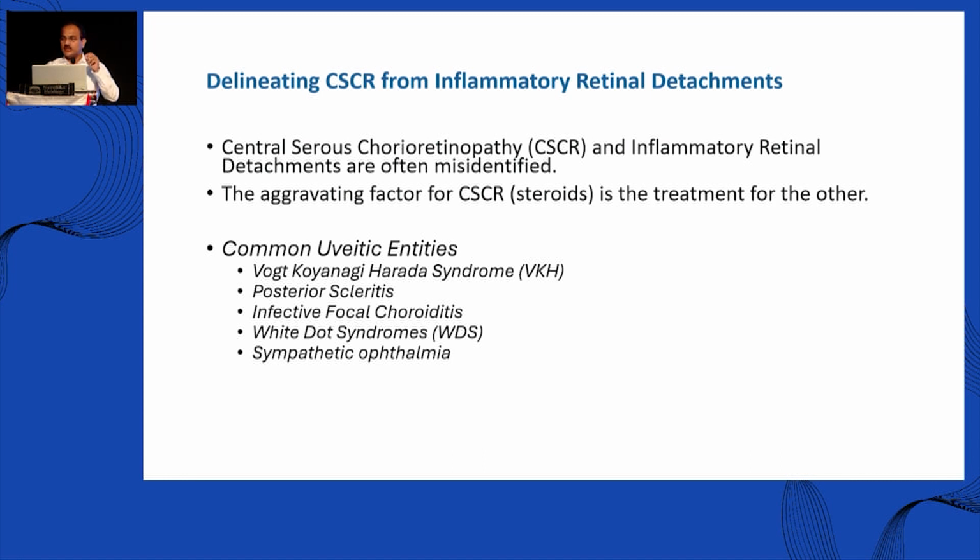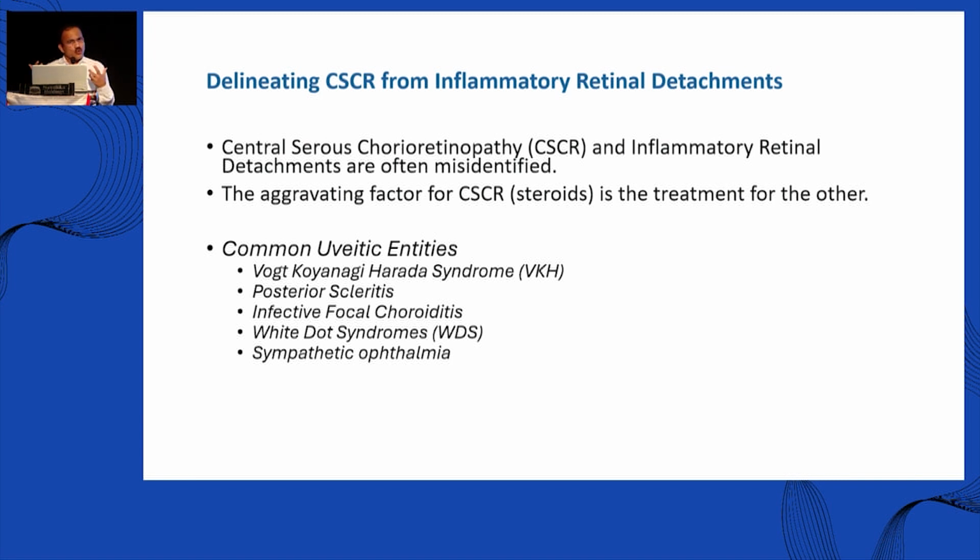because the typical CSR sometimes you don't get. Well, the other inflammatory conditions that mimic CSR are the common uveitis conditions: VKH, posterior scleritis, infective focal choroiditis, the white dot syndromes, a group of syndromes with four entities which I am not going into in detail, and sympathetic ophthalmia.